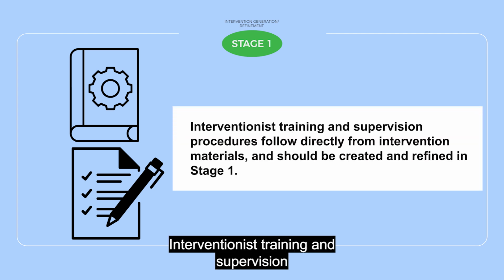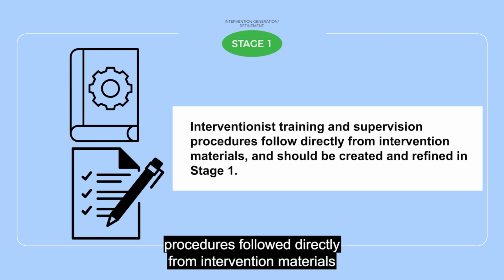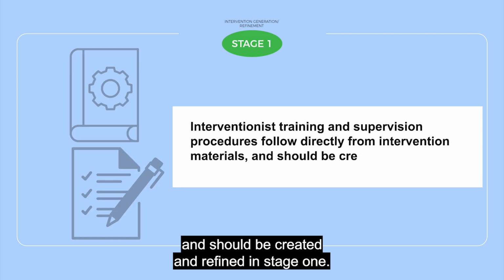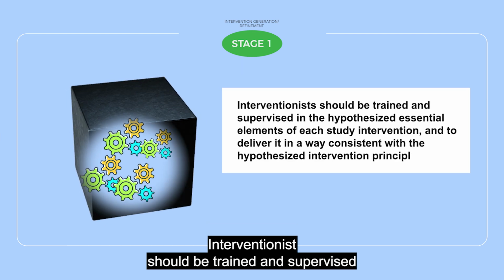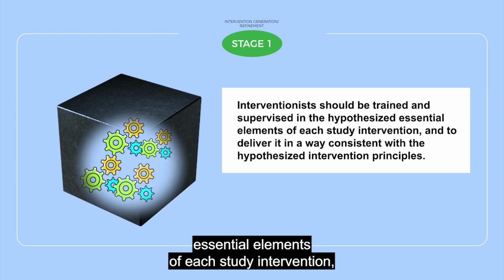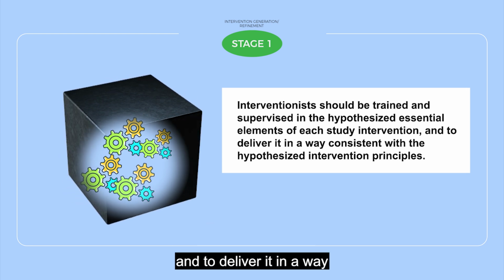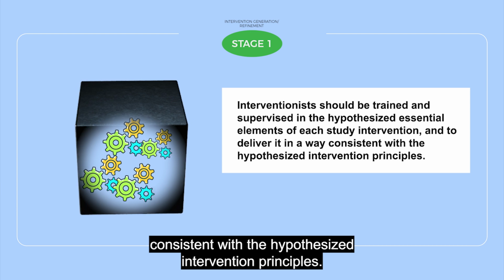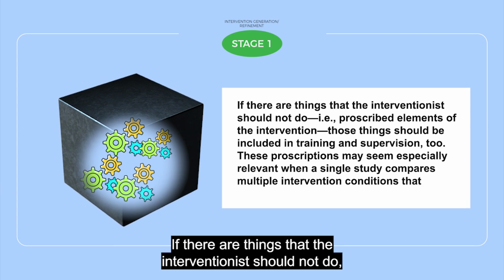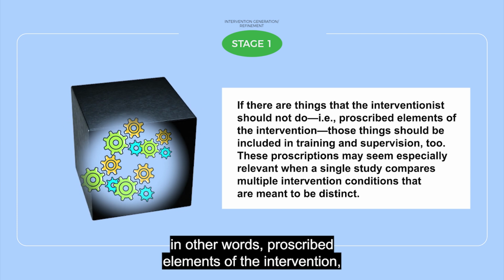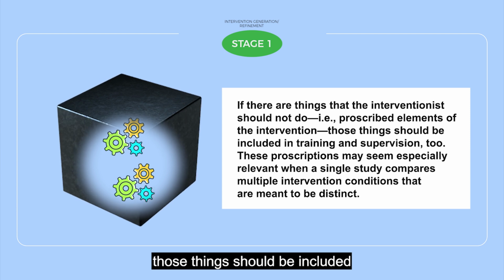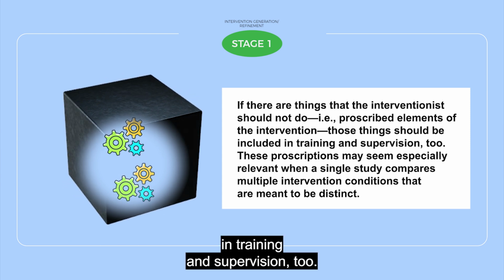Interventionist training and supervision procedures follow directly from intervention materials and should be created and refined in Stage 1. Interventionists should be trained and supervised in the hypothesized essential elements of each study intervention, and to deliver it in a way consistent with the hypothesized intervention principles. If there are things that the interventionist should not do, in other words, proscribed elements of the intervention, those things should be included in training and supervision too.